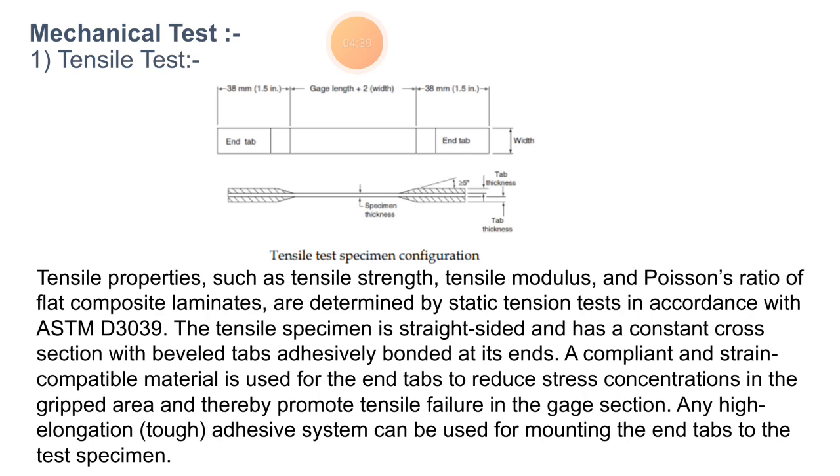Tensile properties such as tensile strength, tensile modulus and Poisson's ratio of flat composite laminates are determined by static tensile stress in accordance with ASTM D3039. The tensile specimen is straight-sided and has a constant cross-section with beveled tabs adhesively bonded at its ends.